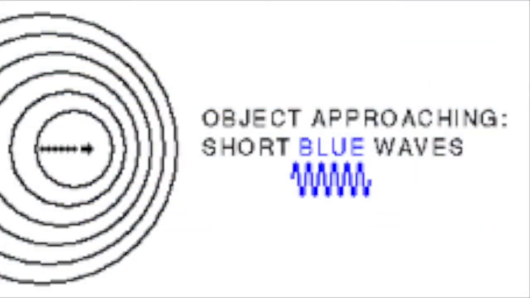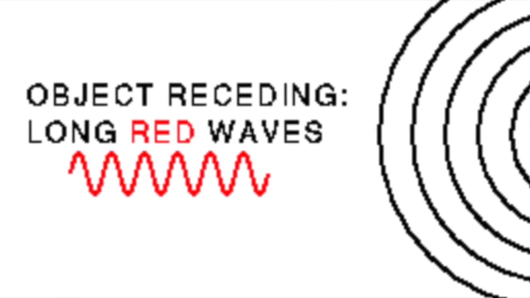From the Doppler effect, we know that when the source moves towards the observer, any waves that it emits that you measure are shifted to shorter wavelengths, which is called blue shift. And when the source moves away from the observer, any waves it emits that you measure are shifted to longer wavelengths, which is called red shift.